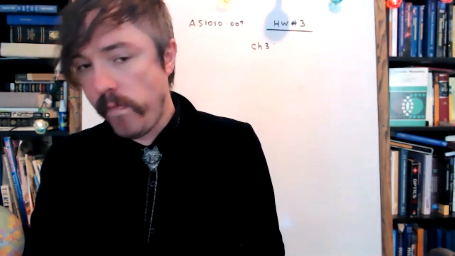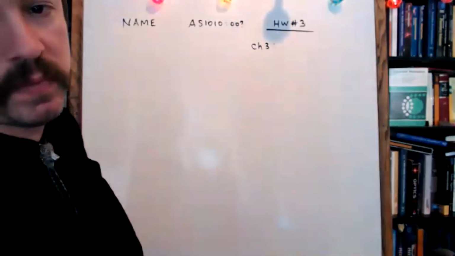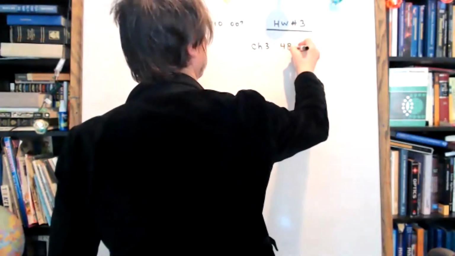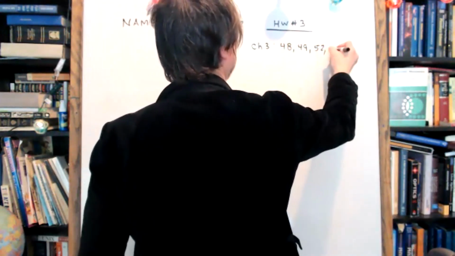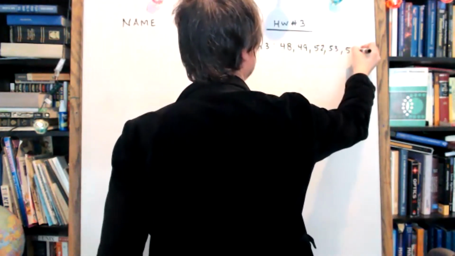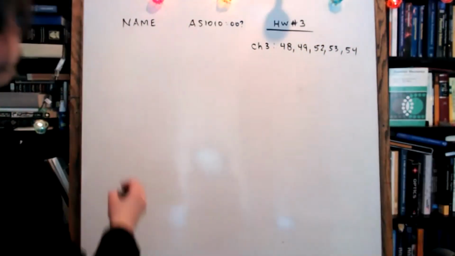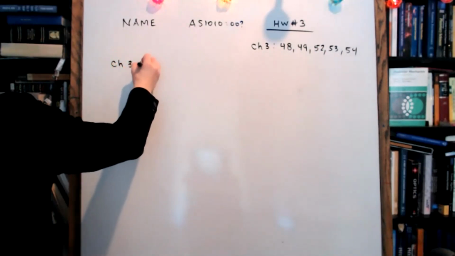You said it was 3, right? Yep. All right. We are doing 48, 49, 52, 53, and 54. 52, 53, 54? Yes. Okay, Ian, are you down to read us one? Sure. Let's start with chapter 3, number 48.